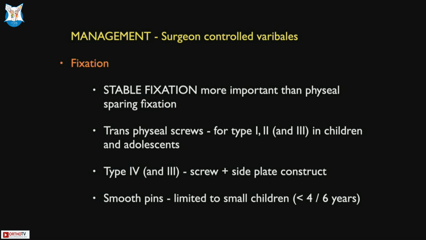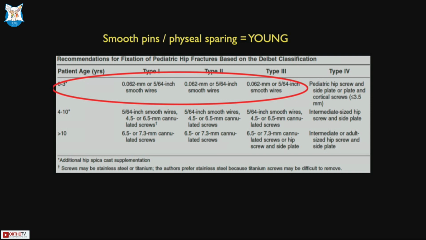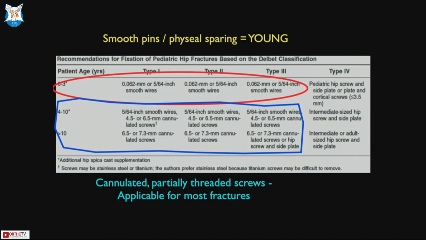In cervicotrochanteric and intertrochanteric fractures, you need to use a side plate. Smooth pins are limited to small children, and almost inevitably you'll need to supplement them with a spica. This is from a JOS article that has been there for almost a decade plus. In the smaller children, types 1, 2, and 3, you want to use smooth wires. The screw size is too big for the size of the femoral neck. Whereas in older children, in types 1, 2, and some of the 3s, not all 3s, you can use cannulated screws, but in some cervicotrochanteric fractures you may need a side plate construct.